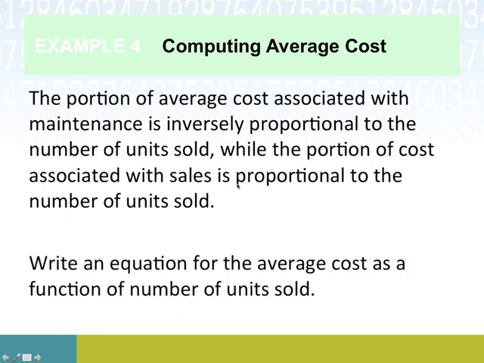And then our entire task is to write an equation for the average cost as a function of the number of units sold. So just breaking this down, write an equation, so it's going to have some equal sign in there. The average cost as a function of number of units sold. So average cost is going to be our output, and number of units sold is going to be our input. That's what blank as a function of blank means.